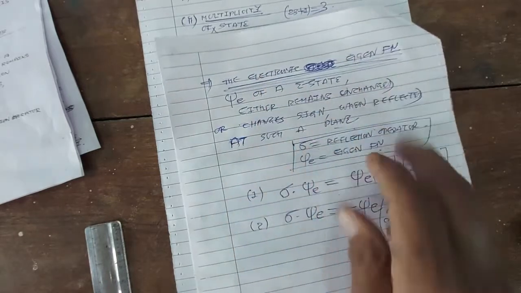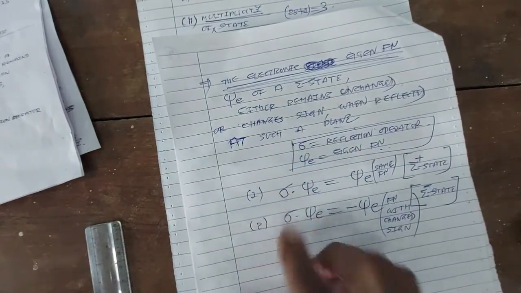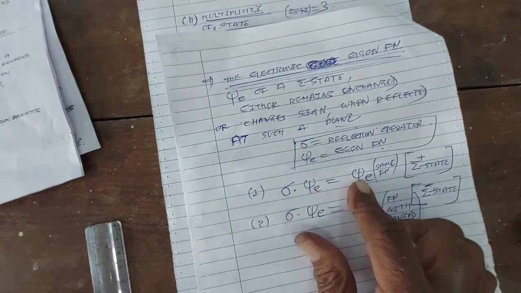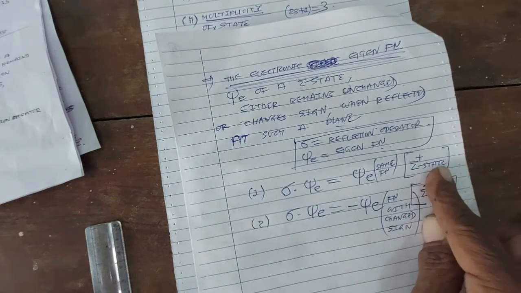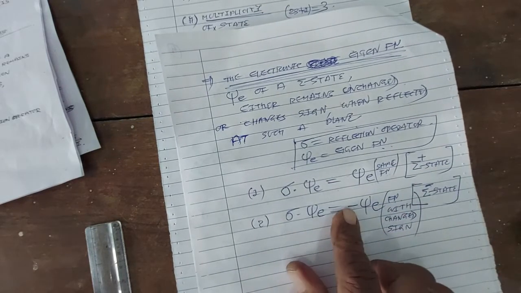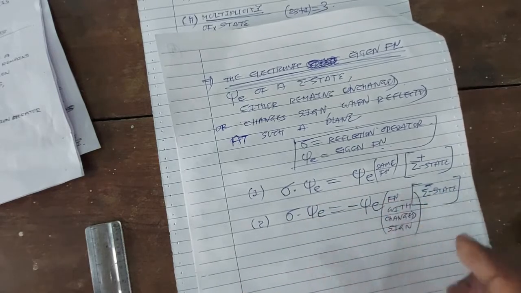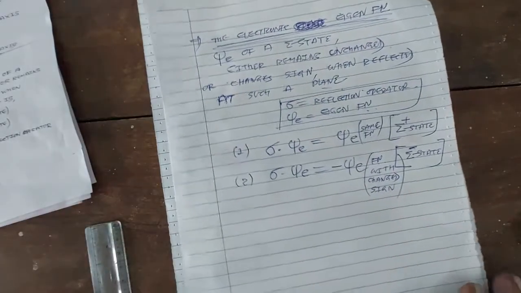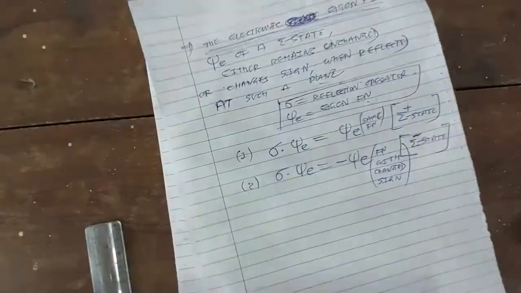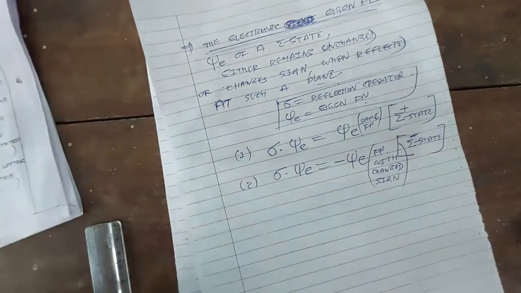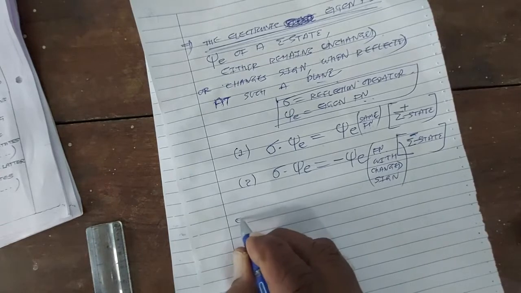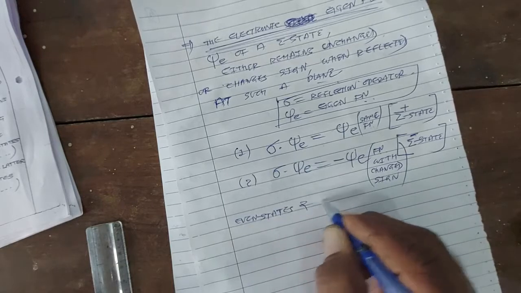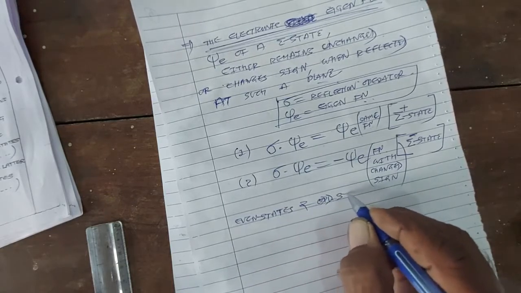So when the reflection operator sigma operates on the eigenfunction psi of the molecule, and we get the same function psi, that state is called a sigma plus state. And when the reflection operator sigma operates on the function psi and we get a function with changed sign, minus psi, then that state is called a sigma minus state. And lastly, we define even states and odd states.